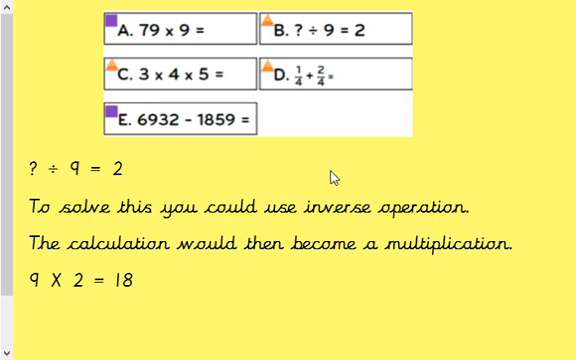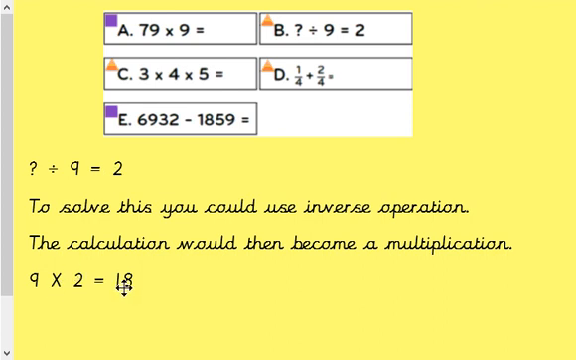Okay, the second question we're going to look at this morning is that we have a mystery number divided by 9 equals 2. To solve this, you might want to use inverse operation. So you could turn it from a division sum into a multiply sum, and you would multiply the 2 numbers that you do know, your known facts. So 9 2s are 18.